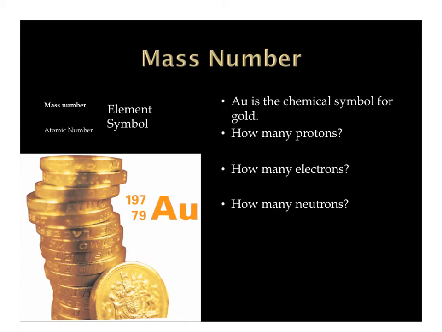Let's just practice with gold. So here we have gold 197. Au is the symbol for gold. How many protons does this have? It has 79. We get that number from its atomic number. This isn't charged, so we know that it has 79 electrons. To figure out the neutrons, we're going to have to subtract the 79 from the 197. This gives us a neutron count of 118.